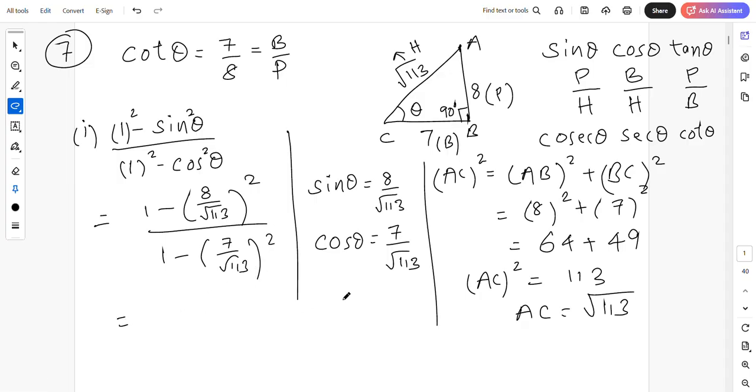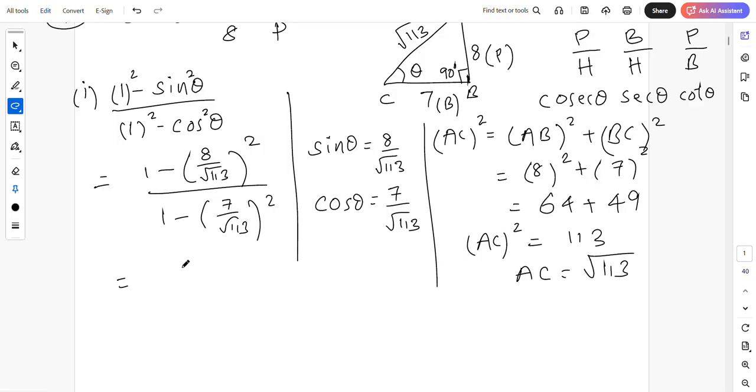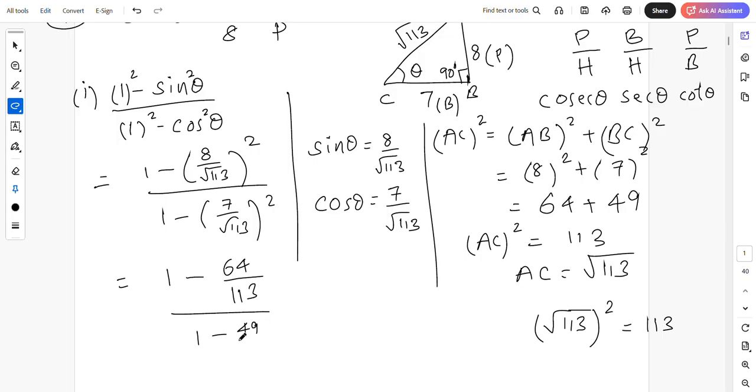Okay, that is equal to how much is this one? 1 minus 8 into 8 is 64, divided by root of 113. The whole square of root of 113 is nothing but 113 itself, since I can cancel the root and the square. That is 113 divided by 1 minus 7 into 7 is 49, divided by 113. I can take LCM as 113 here.